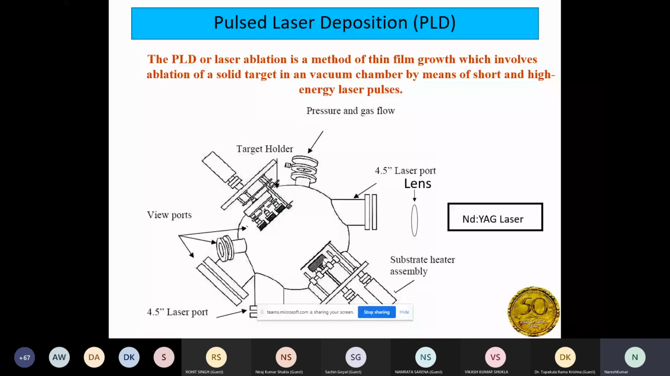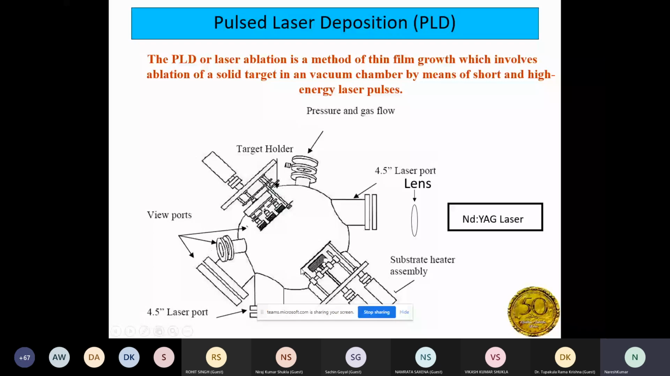It is your choice. If you wish to deposit at room temperature, you can; there is no need to give temperature. So this is the substrate, and this segment is the substrate heater, or I call it the substrate holder. Opposite to it is the shutter. If you don't want deposition to occur, you can close the shutter. Here I'm showing 3 target holders.